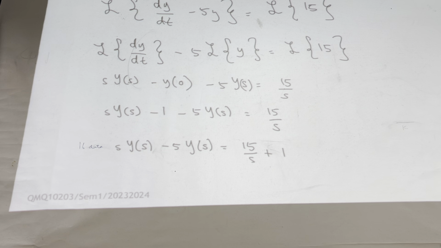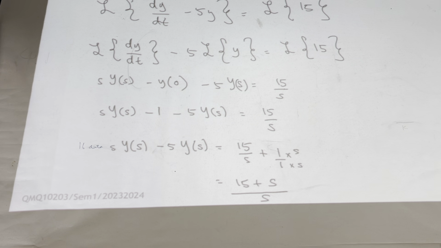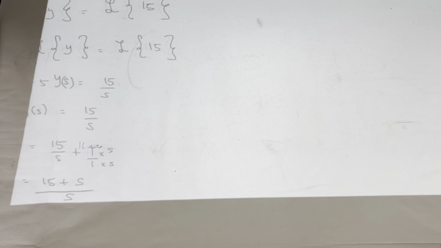So this one is 15 over s. Firstly, we simplify. So this one is 1 over 1, so we multiply by s, multiply by s. This is equal to 15 plus s over s. Clear?